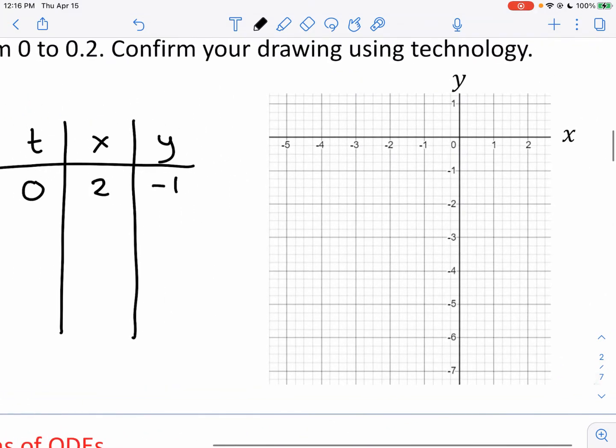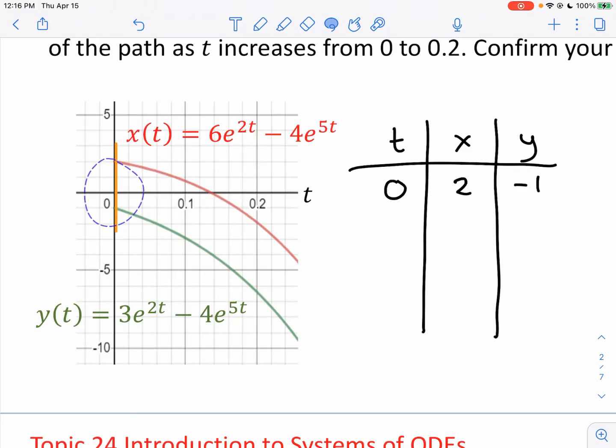So we can go to our phase plot and plug in that point. Right here is when t is 0. We're at 2, negative 1. And now you can pause this orange line anywhere you want and then write down the coordinates. I'm only going to do some of these.